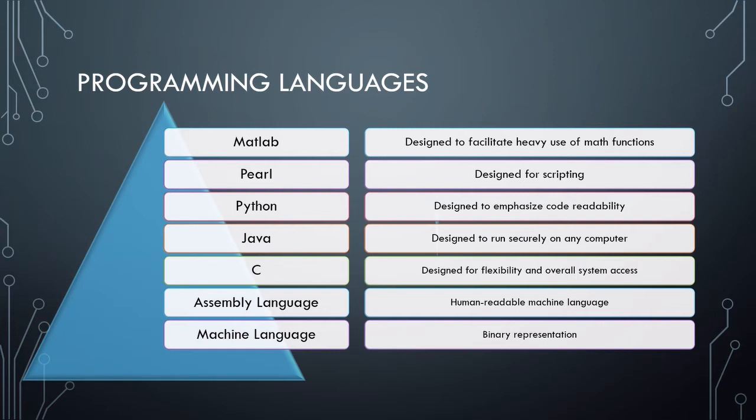Java is designed to run securely on any computer. It's kind of in the middle there, along with C. And later in this course, we'll be learning how to program our microcontrollers using C language. And you'll see that it's designed for flexibility and overall system access. Next, we have assembly language, and that's what we'll be covering this week as well as next week. This is human-readable machine language, so it can be a little bit harder to work with, but it shouldn't be too bad. And then at the very base level, we have machine language, which uses binary representation. And we'll take a look at what that means in a second, a little more in depth, but essentially we're using our binary numbers to code at the most basic level, and that is machine language.